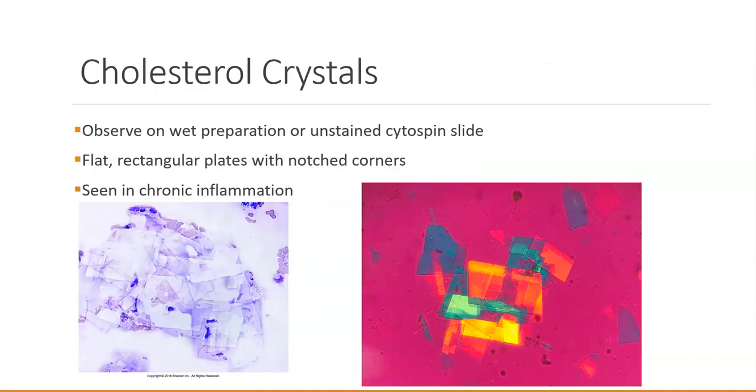These are cholesterol crystals observed on a wet preparation or an unstained cytospin. They're flat, rectangular plates with notched corners, and they're seen in chronic inflammation. And the picture on the right shows them polarized.